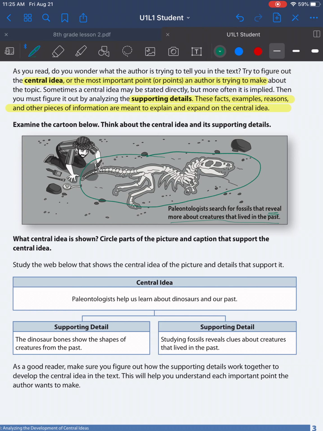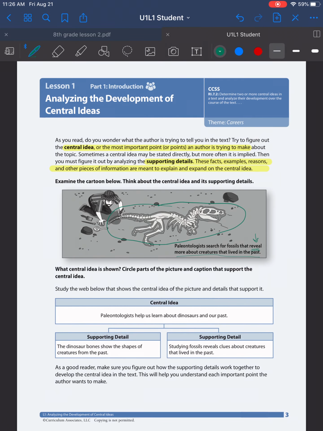So you could say, because paleontologists find dinosaur bones, we can now know the shape that these creatures were. Another supporting detail would be studying fossils reveal clues about creatures that lived in the past. So there you go. There's the word for word supporting detail that we thought of. As a good reader, you make sure you figure out how to find supporting details that work together to develop the central idea in the text. This will help you understand each important point the author wants you to make. Let's go ahead and turn to page number 4.